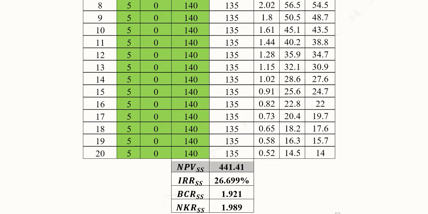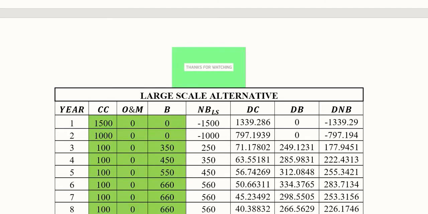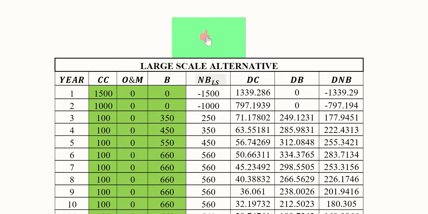The IRR is also there, it is 26.699%. BCR is also there, which is 1.921, and NKR it is 1.989. So these are the findings from this small scale alternative. Let's talk about the large scale alternative, how it works.